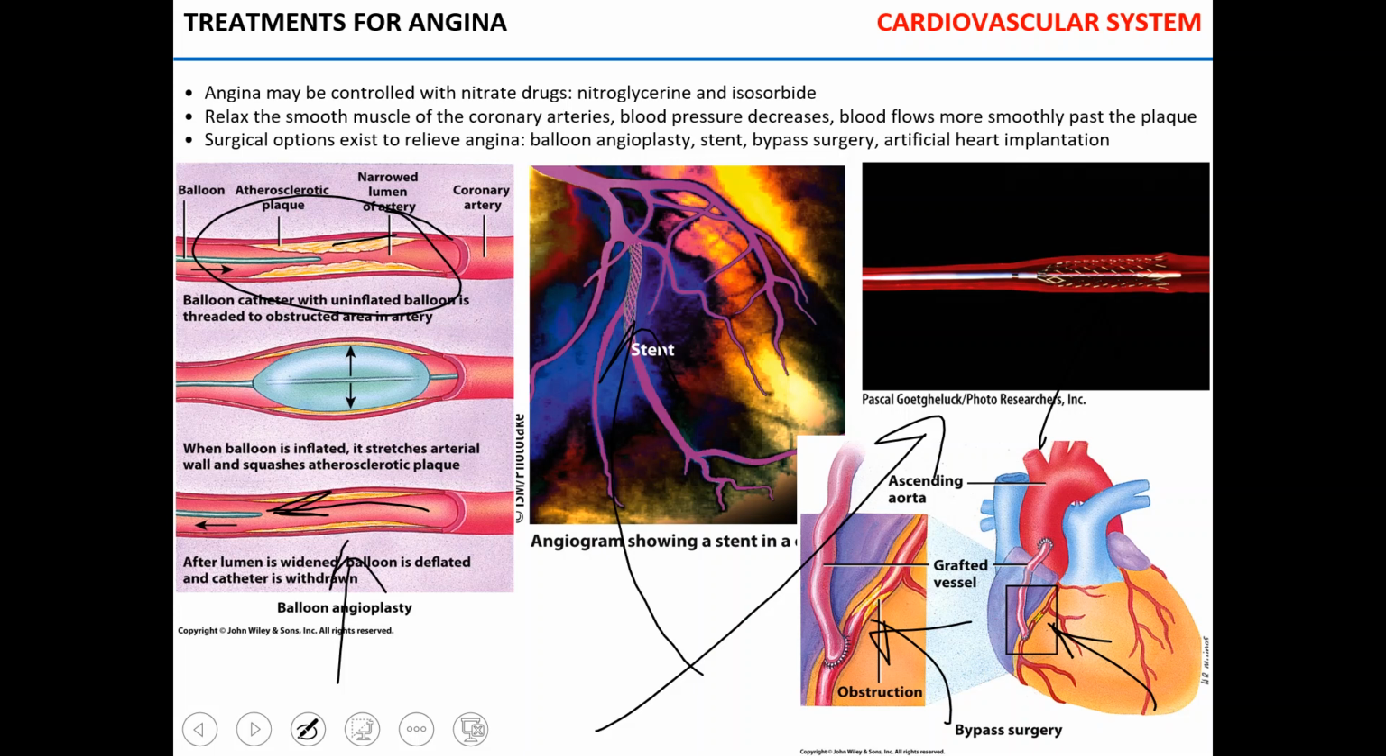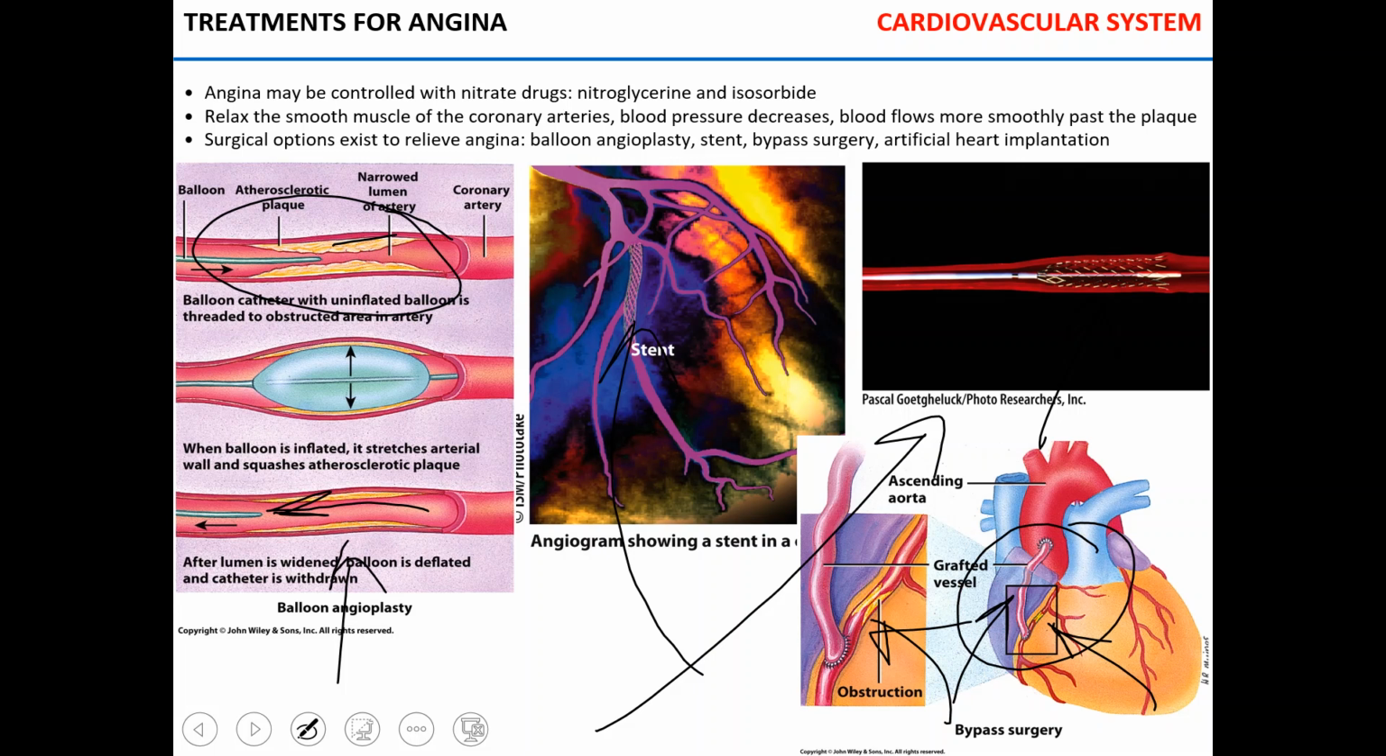Or if the atherosclerotic obstruction is irreparable for some reason, the bypass surgery may be chosen, so a fragment of a blood vessel from that same person, another piece of blood vessel, is introduced as the bypass. Okay, you can see it here. And the fourth option, of course, if damage is irreparable, artificial heart or heart transplant.